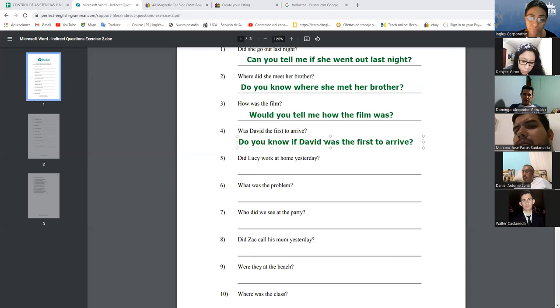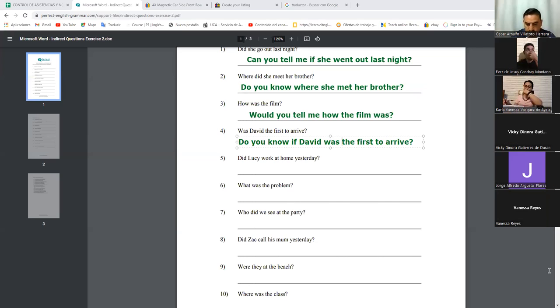I would like to know if David arrived first. Sí. O sea, lo mantuvo en pasado, solo que le quitó el to be, ¿verdad? Yes. All right, yeah, could be. That's fine. That could be another possibility, Walter. That's okay. All right. Okay.